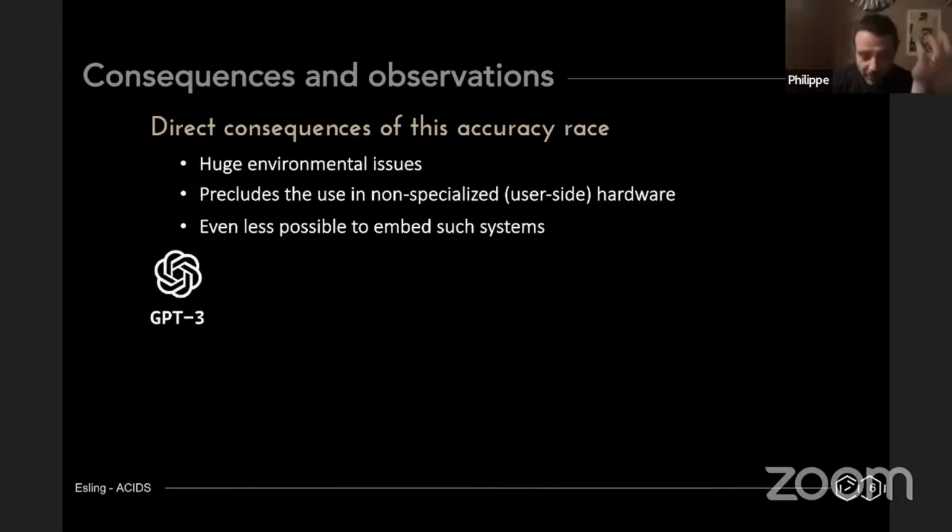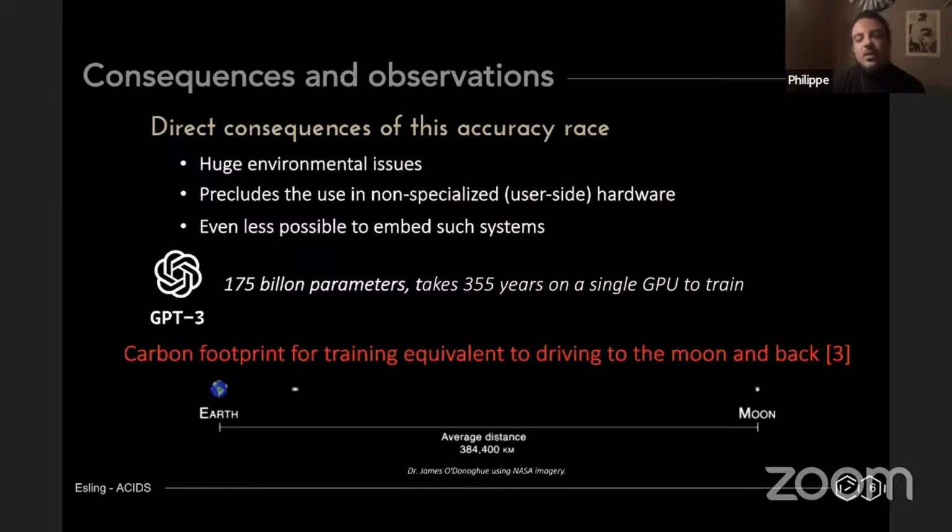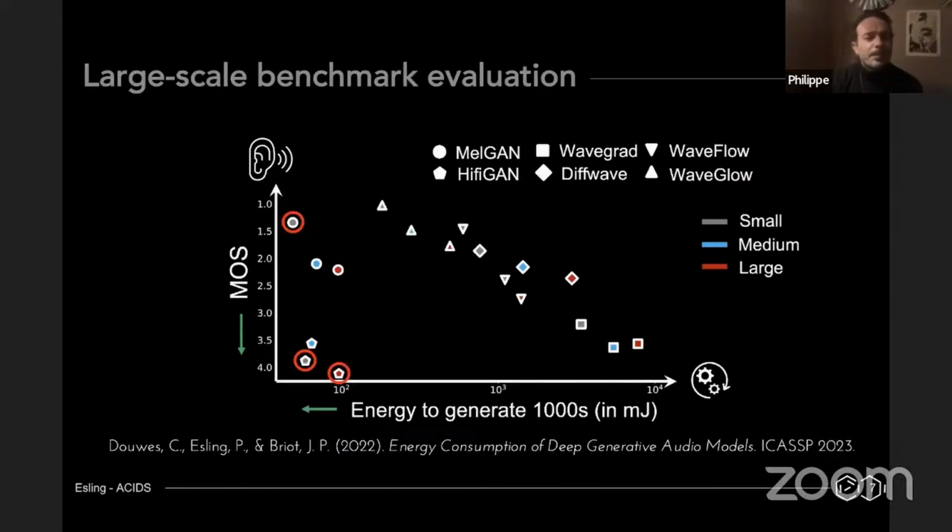And it's even less possible to embed these systems. So if you take GPT-3, for instance, ChatGPT, everyone's talking about, it takes 175 billion parameters. And if you have a single GPU at home, you just have to wait 355 years to train it. So everyone's going to say, yeah, but of course, it's kind of the game. But I think about the carbon footprint for training these things, like driving to the moon and back, it's kind of shivering. And we recently shifted to work really on this efficiency issue. And for me, it's the new real goal that we need to attain in this domain.